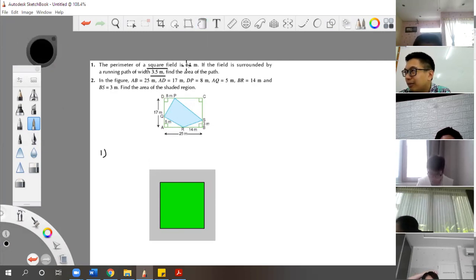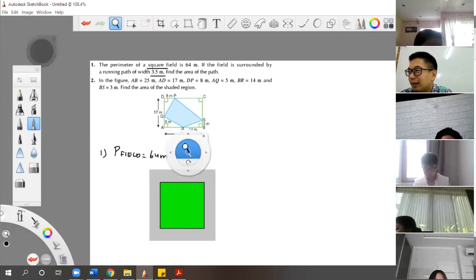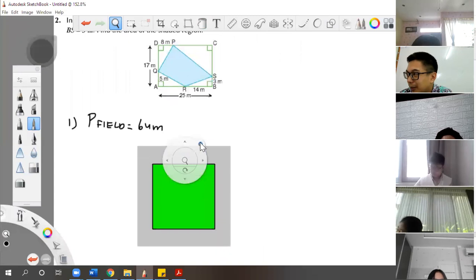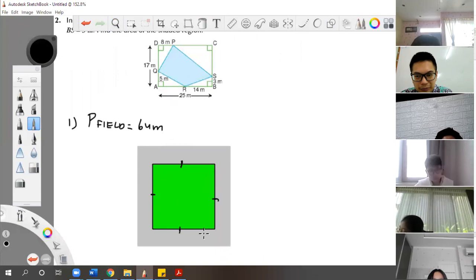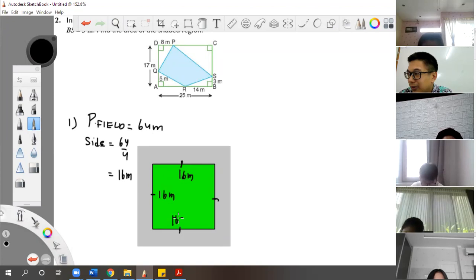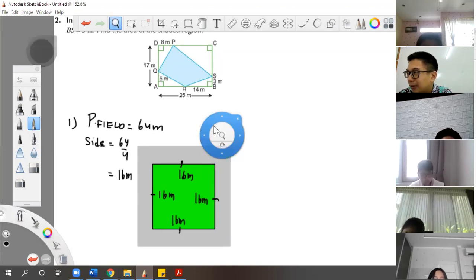Terus dulu square field, perimeter of square. So perimeter of the square field equals 64 meters. Oh, berarti langsung ketahuan, guys. Sides-nya berapa? Kalau perimeternya 64, berarti size-nya gampang. Sides of field-nya 64 over 4, right? 16 meter. Gampang ya. Tulis dulu aja, nggak apa-apa. Yang penting lu tahu, yang penting lu bikin.